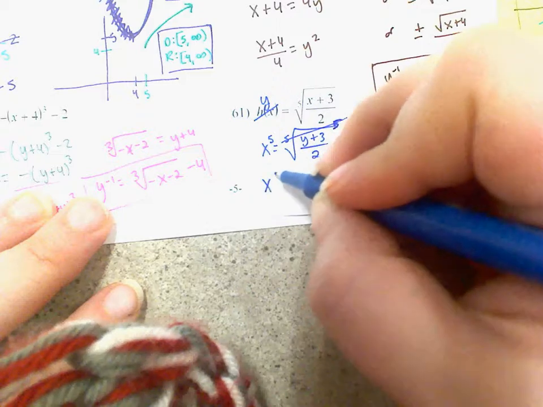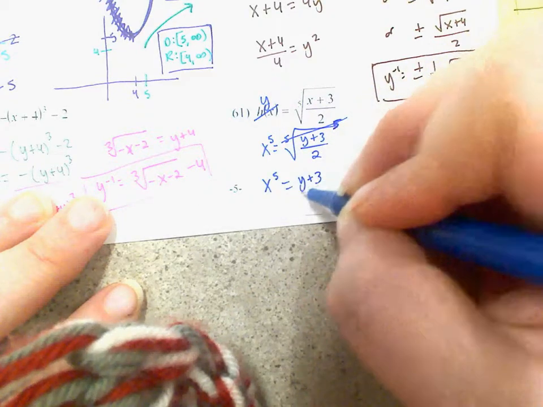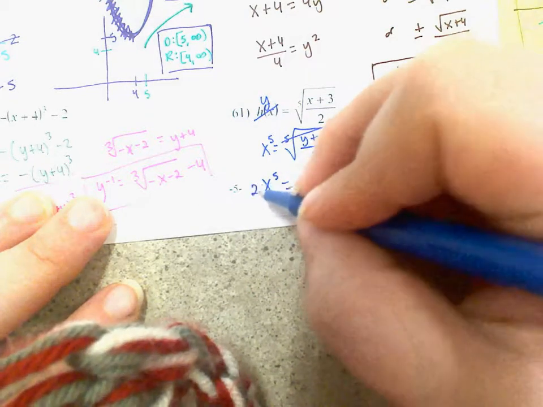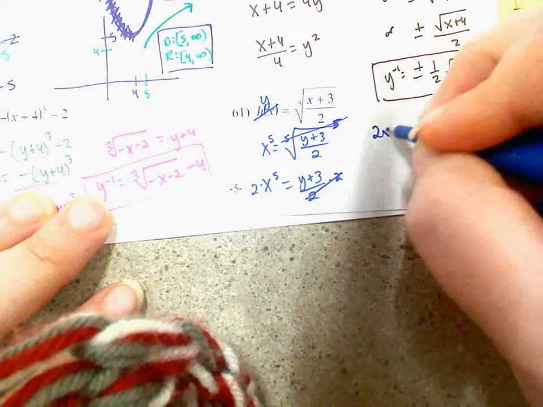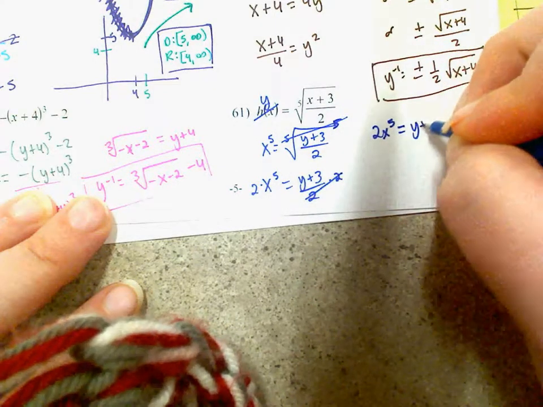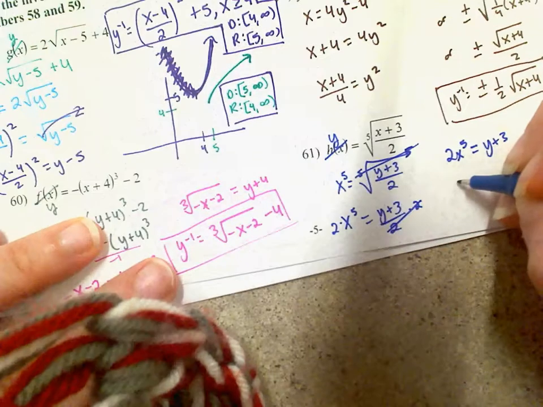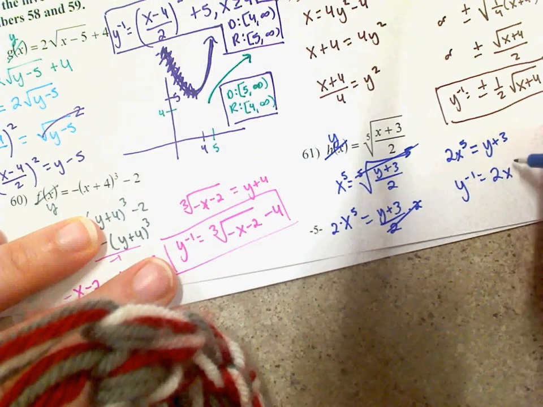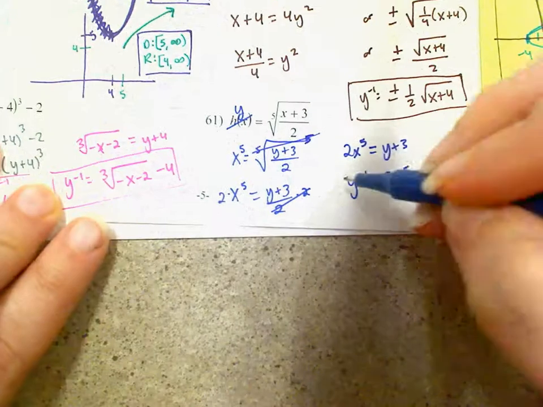Multiply both sides by 2. We've got 2x to the 5th equals y plus 3, subtract 3. And you get y inverse equals 2x to the 5th minus 3. And that's the end of page 5.